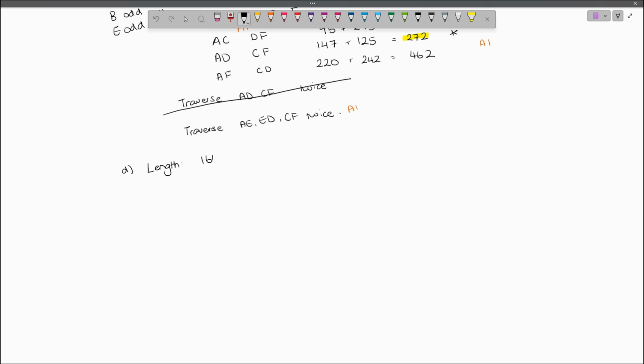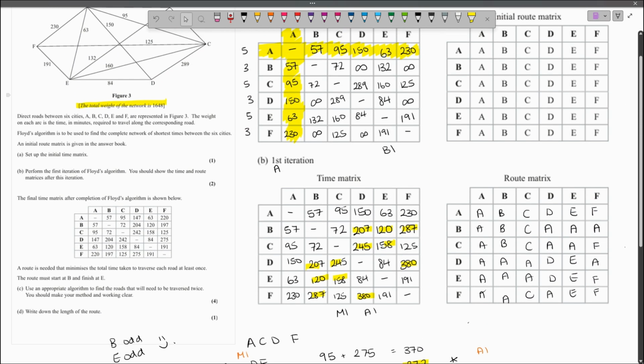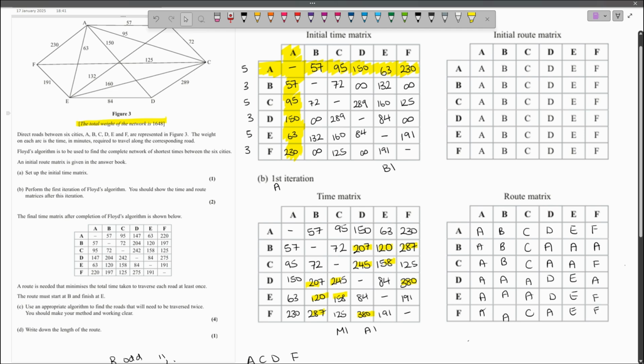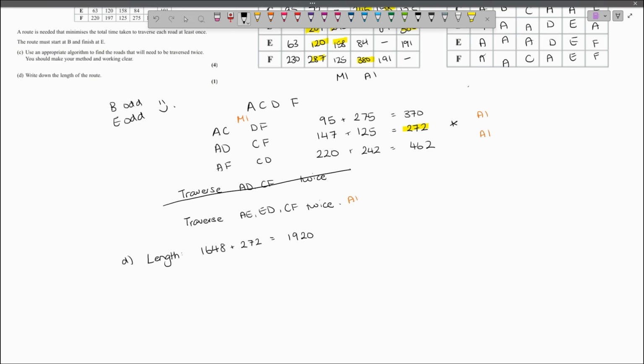So when we do this question, we just need to say that the length is 1,648 for the entire network, plus the 272 that we're doing twice. And if we add these together, it's going to be 1,920. And we should really add the units. And the units is the time needed to travel along each road in minutes. So we're going to get 1,920 minutes.